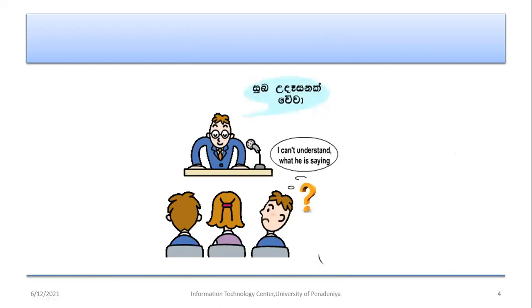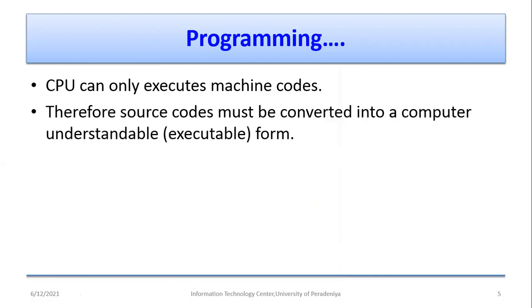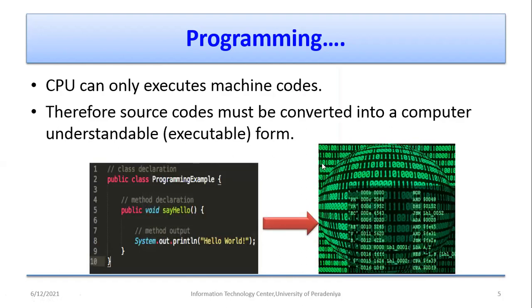So in here there's an example. Say this lecturer is doing the lecture in Sinhala medium. Assume these students don't know Sinhala. Can they understand this lecture? No, they can't. Likewise, the CPU can only execute machine code. Therefore, source code must be converted into a computer understandable form. That is, the source code should be converted into the machine code before we execute it.